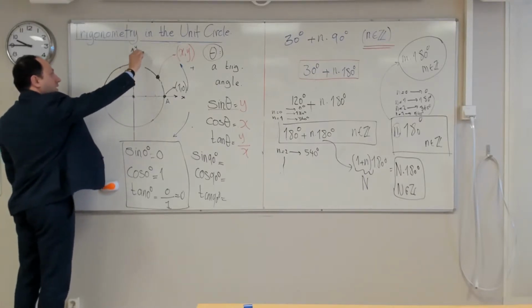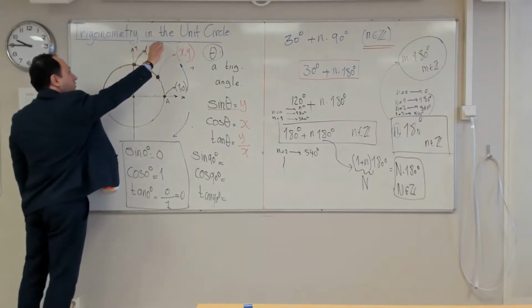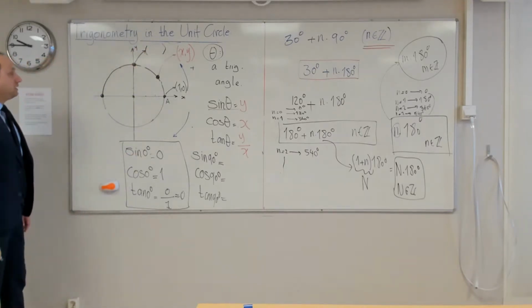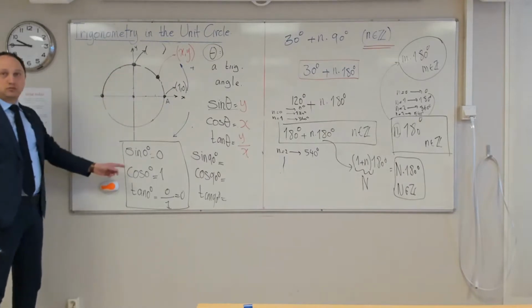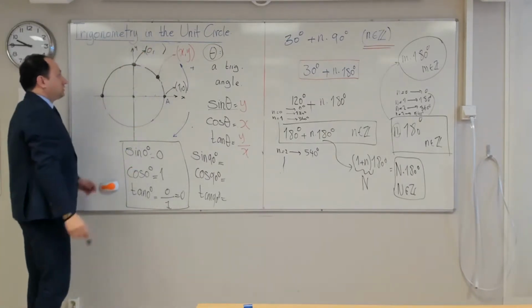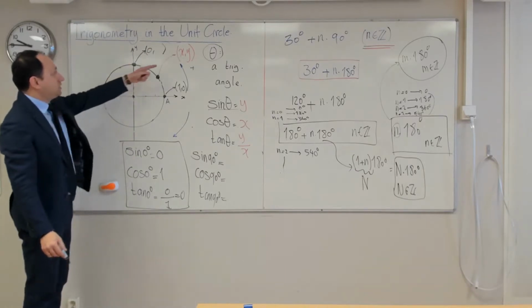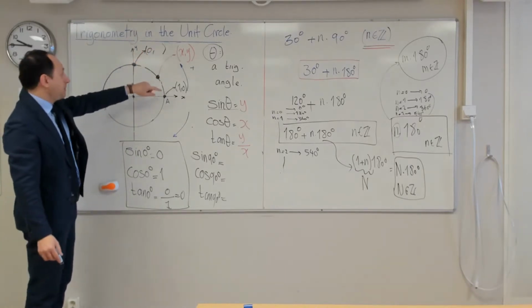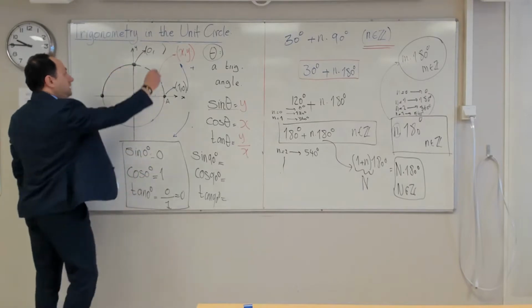And then my duty is to read the coordinates. This time, the x coordinate is 0 because I am on the y-axis. And what is the y coordinate? Because the radius of the circle is supposed to be 1 always, the y coordinate is 1.